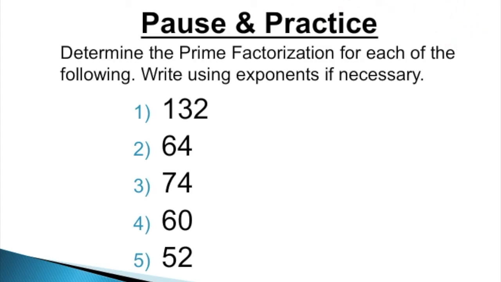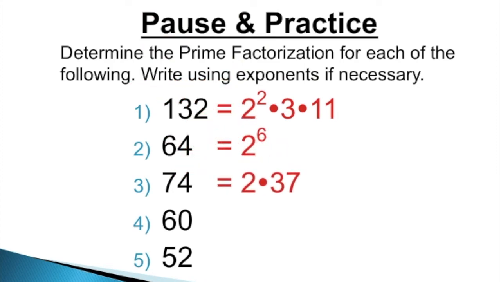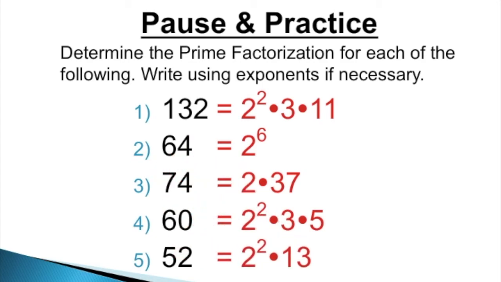So let's go over our answers. Number 1 is 2 to the second times 3 times 11. Number 2 is 2 to the sixth. Number 3 is 2 times 37. Number 4 is 2 to the second times 3 times 5. And number 5 is 2 to the second times 13.